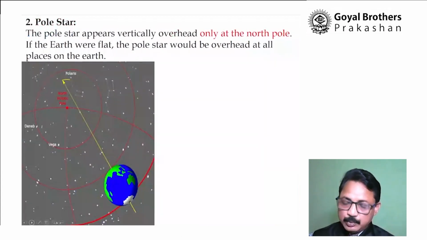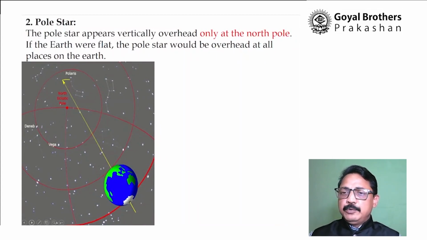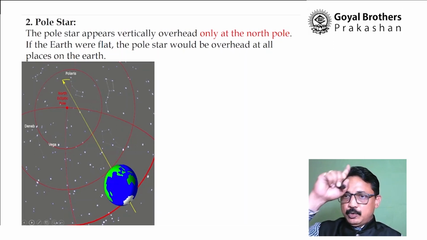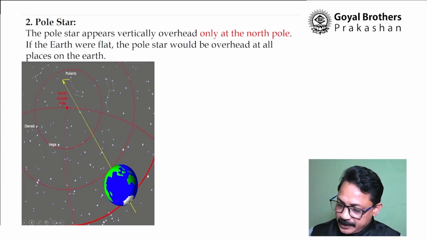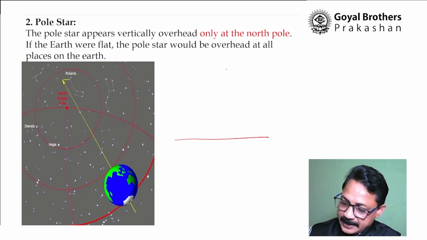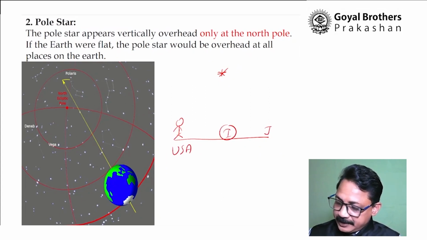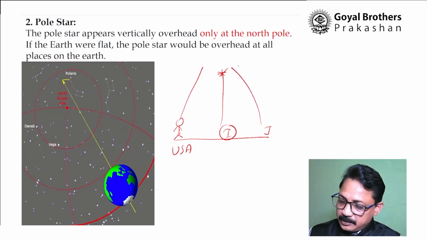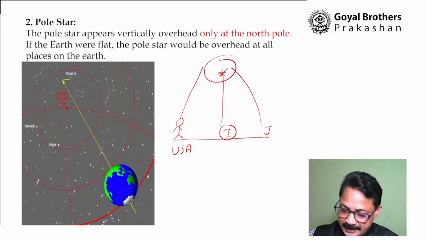Then proof number 2, pole star, dear student. Please remember, pole star is directly over your head only at the north pole. If Earth was flat and if pole star is here, then suppose you are here in USA, I am here in India, and somebody is here in Japan. So for all of us, the pole star would have been above our head. But that does not happen.